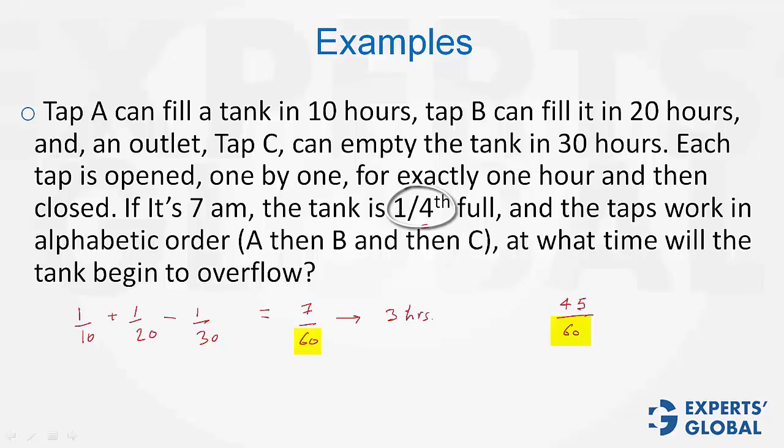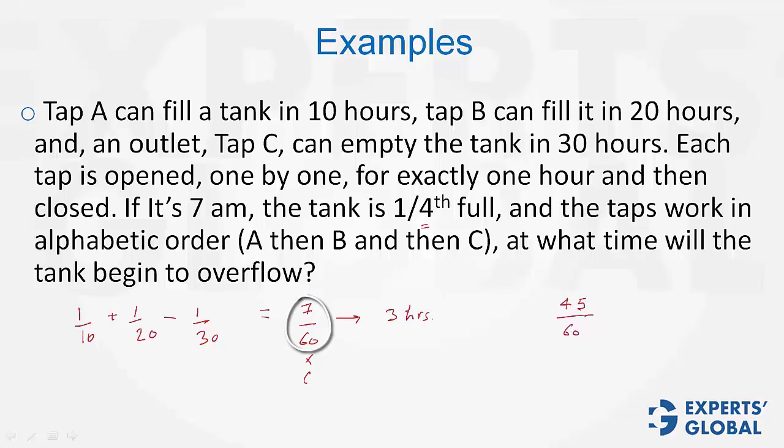Now, we can't apply the simple unitary method because that would apply if all the 3 taps were working together. Here, they are working one by one. Imagine when the tank actually fills up, only one of the 3 taps will be operational. Okay, so we cannot apply the typical unitary method. We have to bring this closer to 45/60th and then check which tap will be in action when the tank fills up. We have 7/60th.